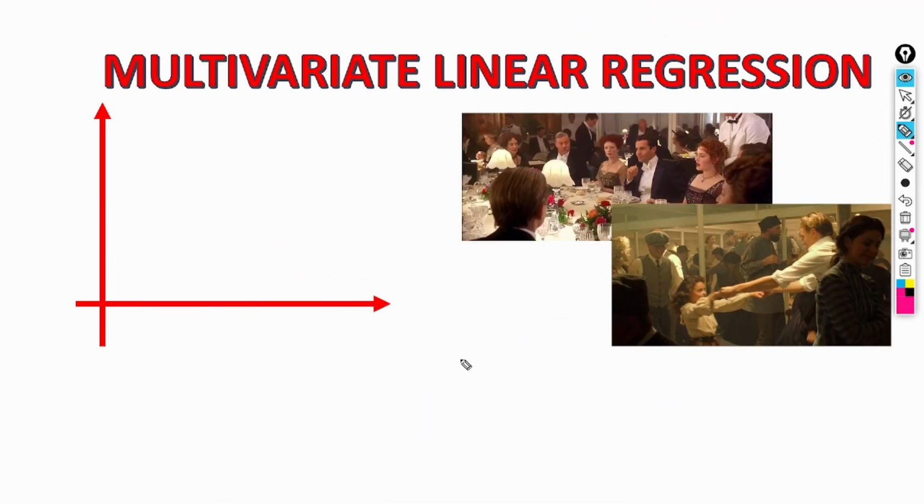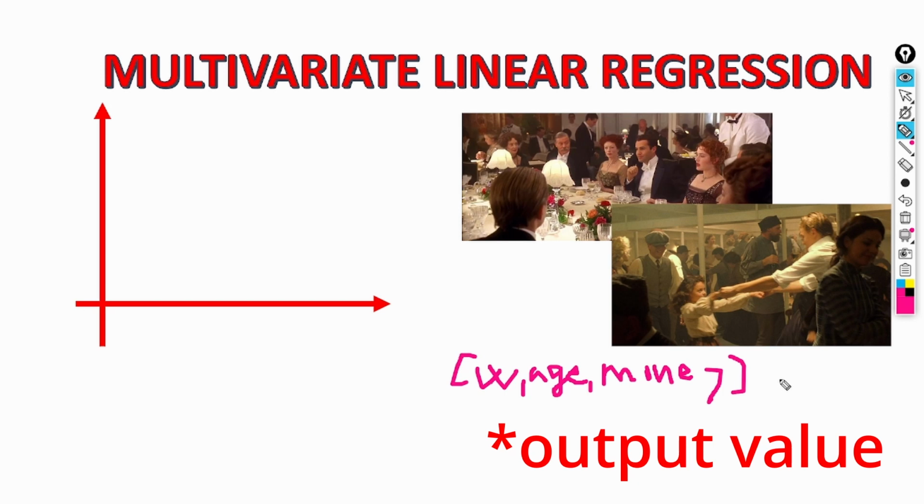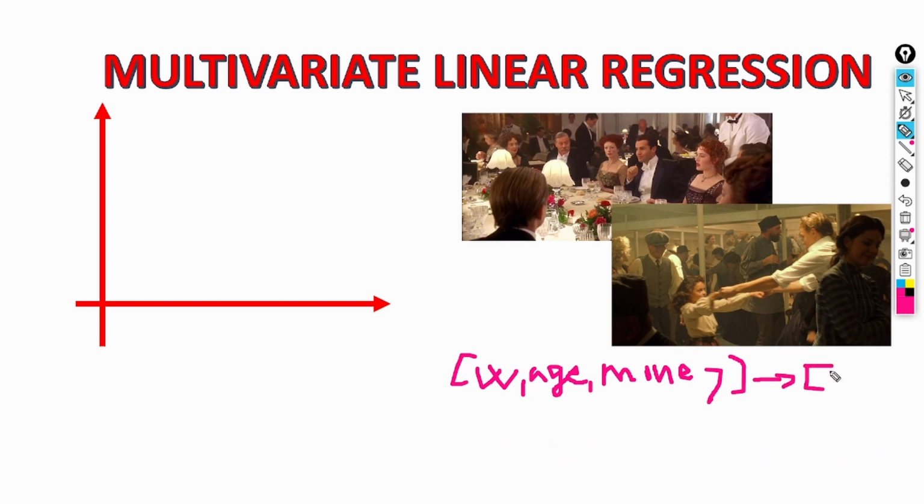Our multi-dimensional input will look like this. We will have weight, also the age, and the amount of money in the bank account, and the output value will be the same, how much food they will eat at dinner. So it means eaten food.